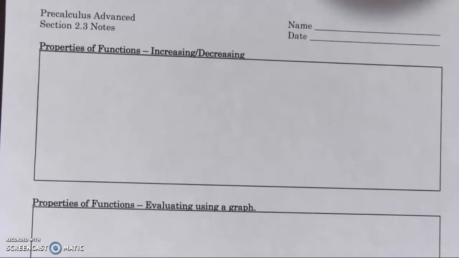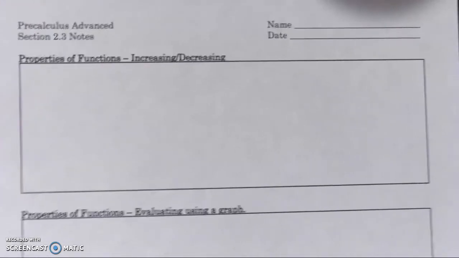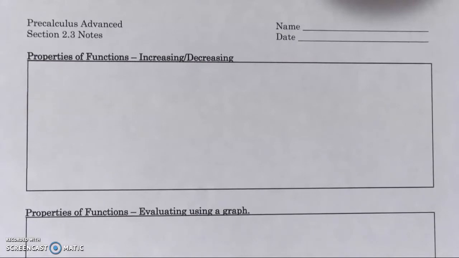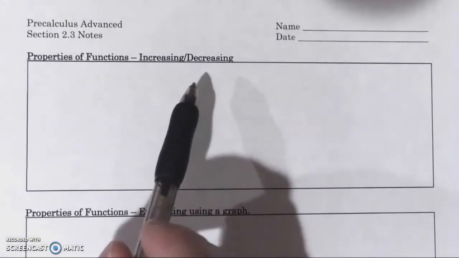All right, guys, we'll continue on with our opening chapter in Pre-Calc Advanced, all about functions, with section 2.3. In section 2.3, we really talk about the graph of a function and the properties of those graphs. Okay, so we begin our section 2.3 notes with the terminology of increasing and decreasing.